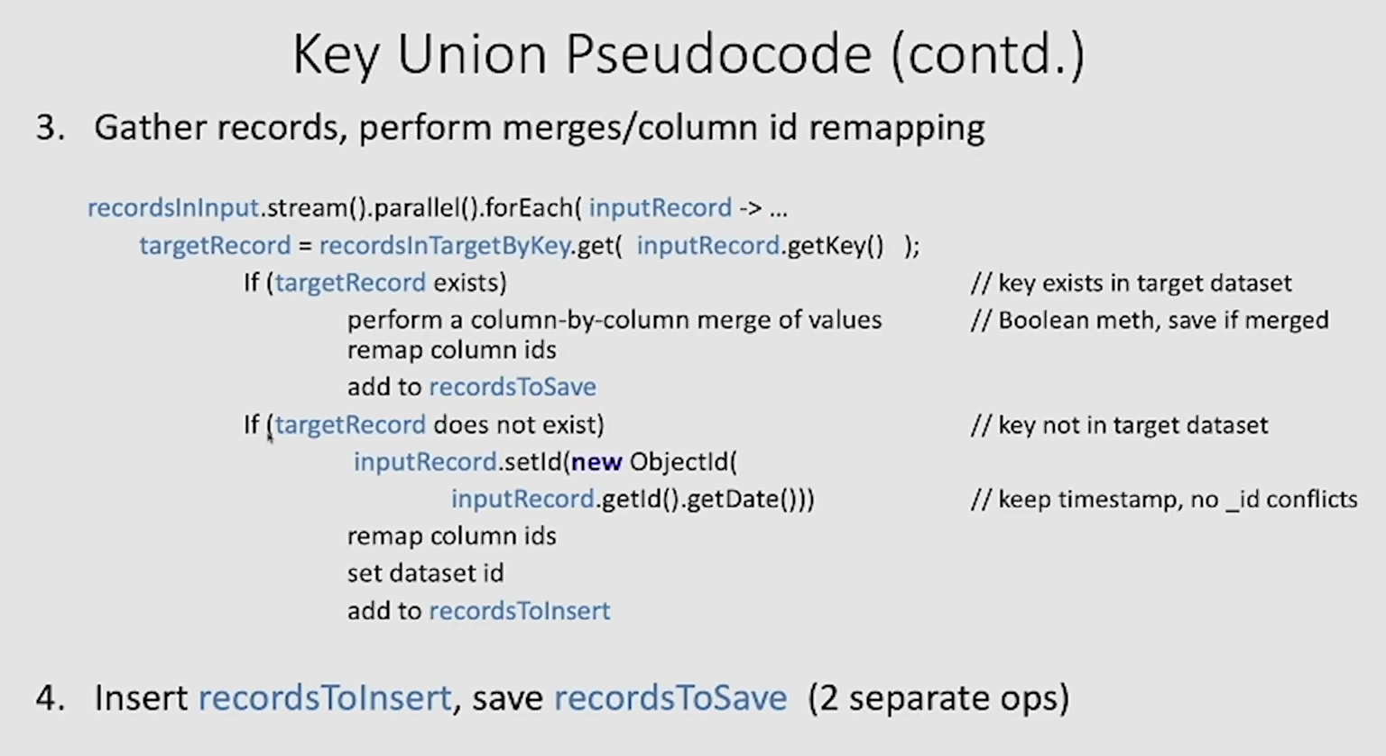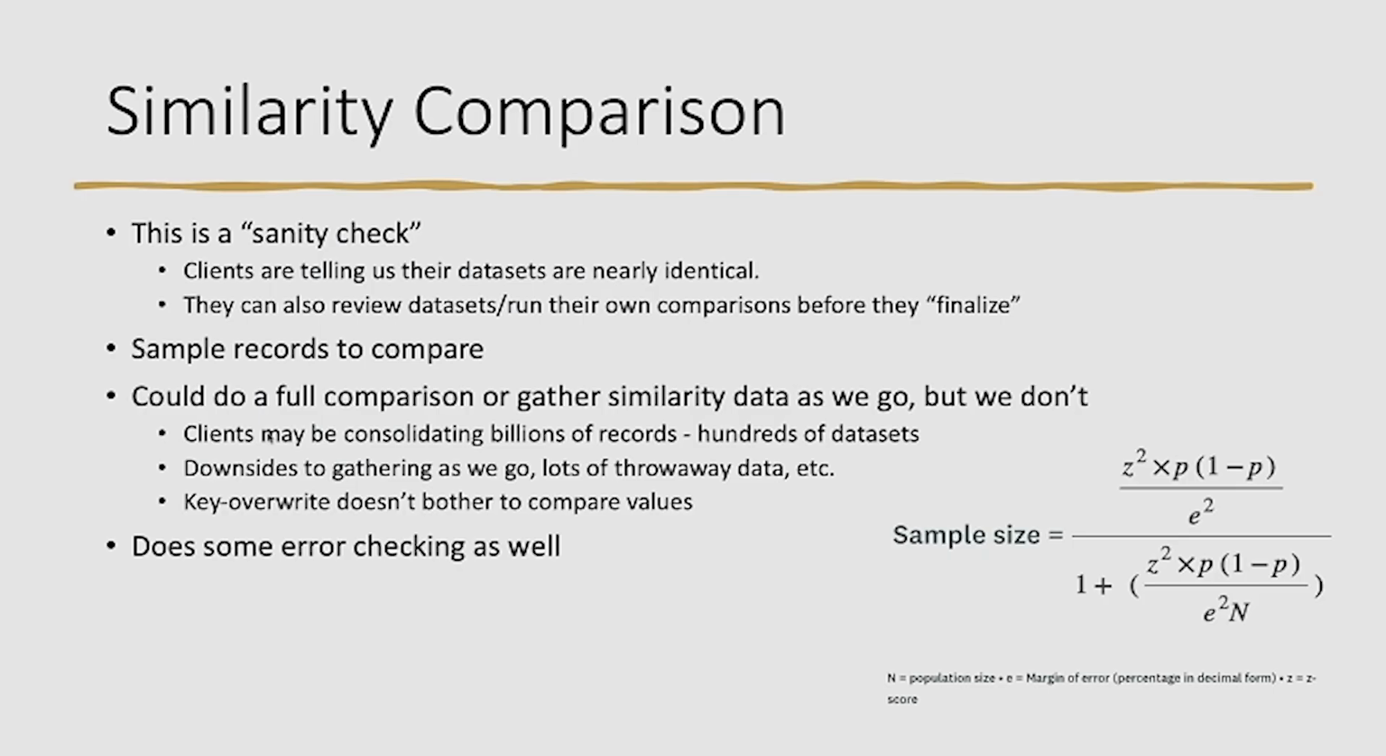Gather the records together, perform merges and column ID remapping. Basically here, what I'm getting into is we have two different options. If an input record exists in our target data set, then we have to merge with the record from the target data set. If it doesn't, then we just do some simple remapping and transformation operations. And then we'll have two batches of records here. We'll have the ones that we need to insert that are new to the consolidated data set and the ones that we need to save because they exist in the target data set and they're being merged.